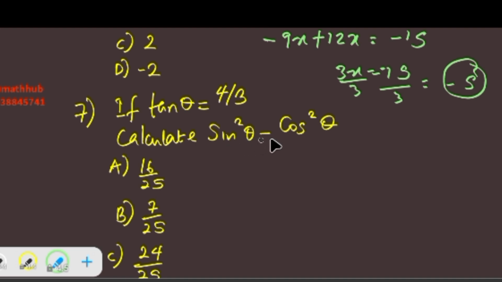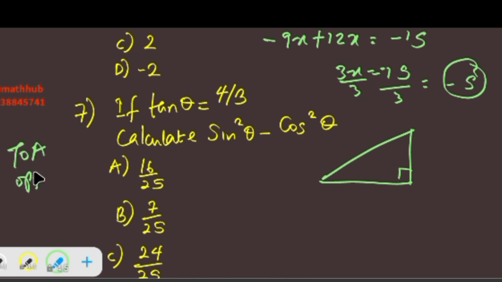The next one, we're told that if tan theta is 4 over 3, then you have to calculate sine squared theta minus cos squared theta. So first of all, we draw a right angle triangle. This is under trigonometry. Tan theta means TOA, opposite over adjacent. Just assume that the angle is here. Since you have 4 over 3, 4 is opposite and the adjacent is 3. Put that one down here. So this is the hypotenuse.